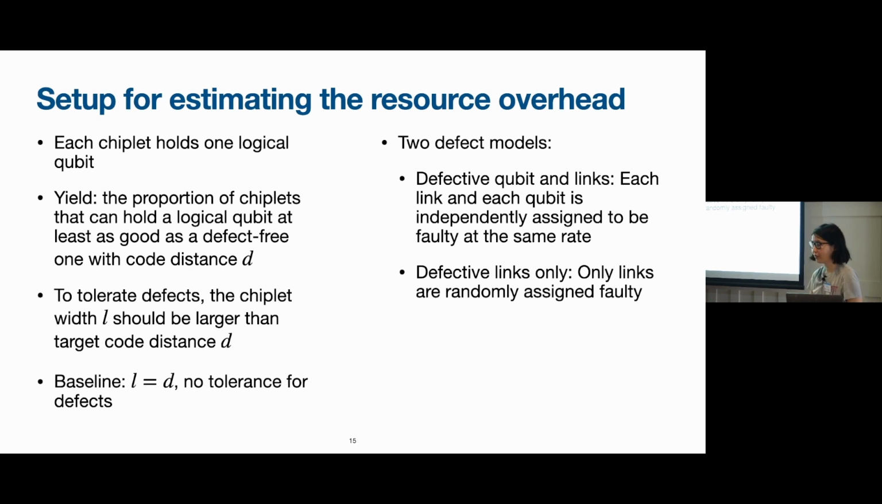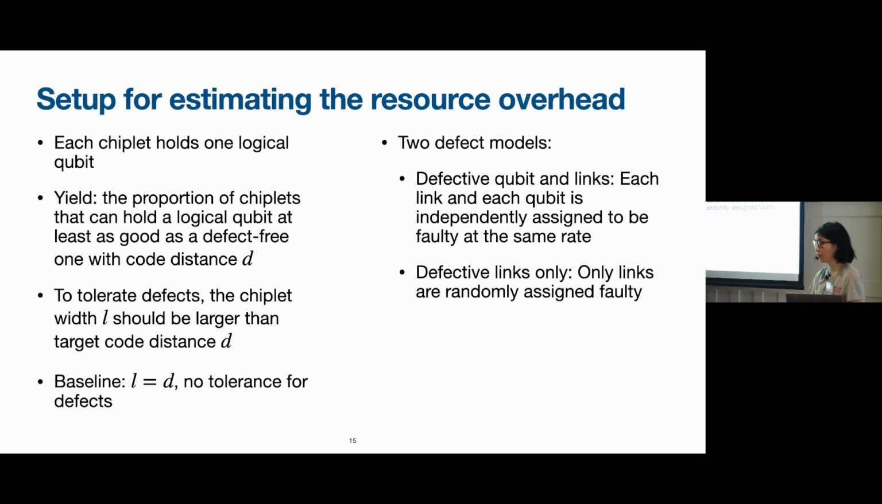So now we can move on to another goal of our work, which is to estimate the resource overhead due to defects and to see what design choices or error models potentially affect it. For this setup, we imagine that each triplet holds one logical qubit, and we define the yield to be the proportion of triplets that can hold a logical qubit that's at least as good as a defect-free one with a certain code distance. That means to tolerate the defects, the triplet width should be larger than the target code distance. If those two values are the same, then you have no tolerance for the defects, and that's the baseline case where you cannot use the super stabilizers.